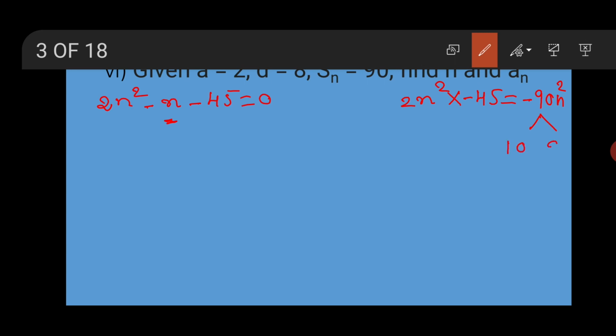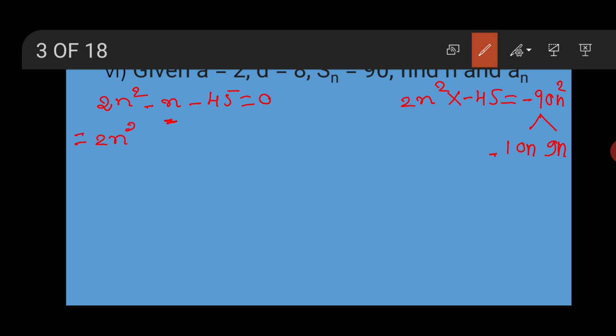10 nines are 90. Look at here. 10 nines are 90 and the difference of 10 and 9 is 1. Since the middle term has a negative sign, put the negative sign to the bigger number. So this is −10n and this is +9n.